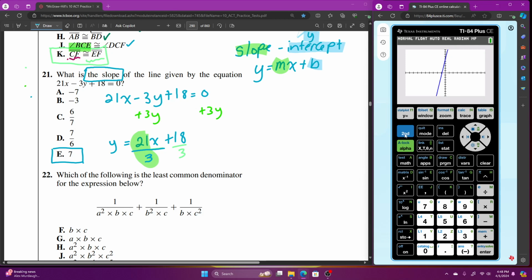Let's see here. If we look at the table, it'll be a little easier to see. So every time our y is increasing by 7. -1 up to 6, that went up 7. 6 up to 13, that went up 7. 13 to 20, that went up 7. Every time we're increasing by 7, so we know our slope is indeed 7.